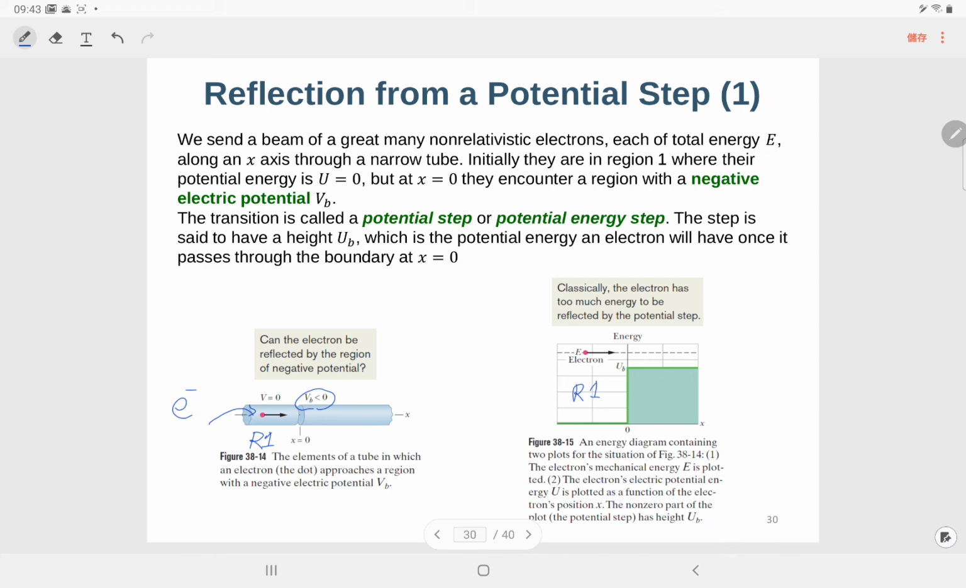So the step is said to have a height UB, which is the potential energy an electron will have once it passes through the boundary at x equals 0.